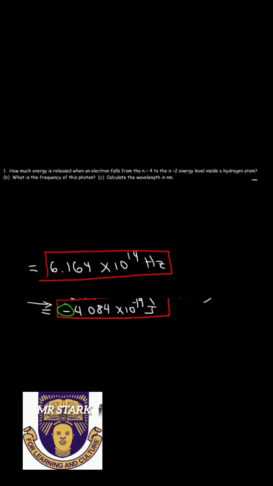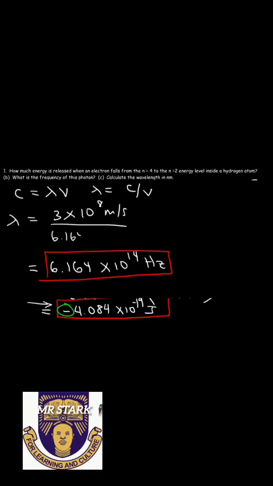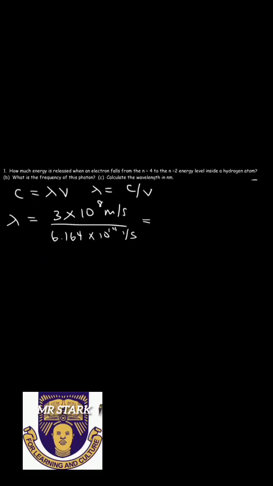Let's calculate the wavelength of the photon in nanometers. Now the speed of light is the product of the wavelength and the frequency. So the wavelength is the speed of light divided by the frequency. The speed of light is 3 times 10 to the 8 meters per second. And the frequency is 6.164 times 10 to the 14 with the units 1 over seconds. Now let's go ahead and put that in the calculator.